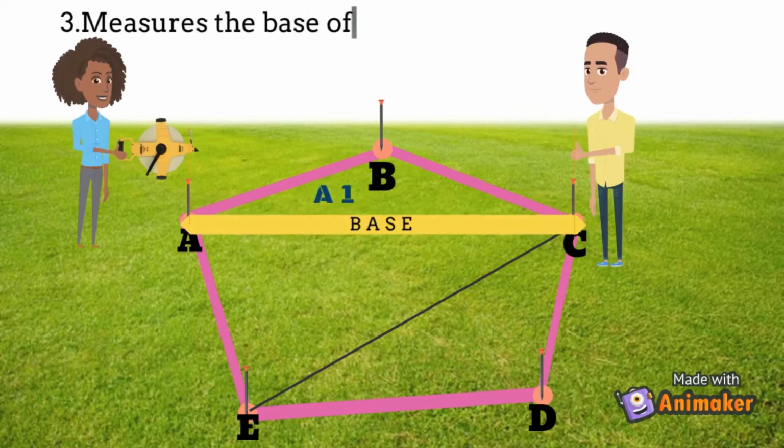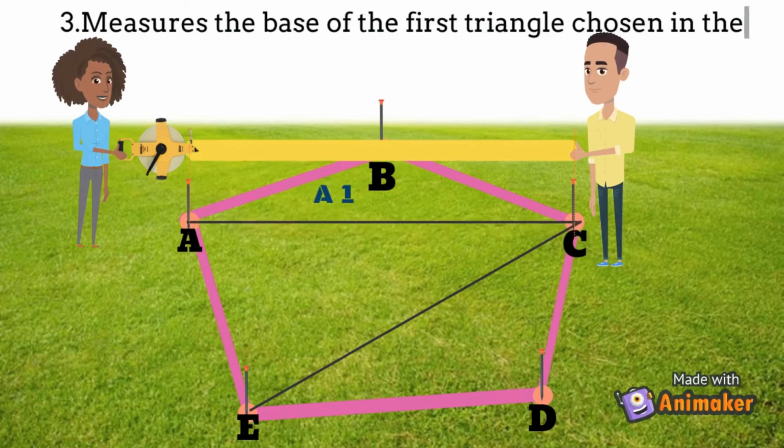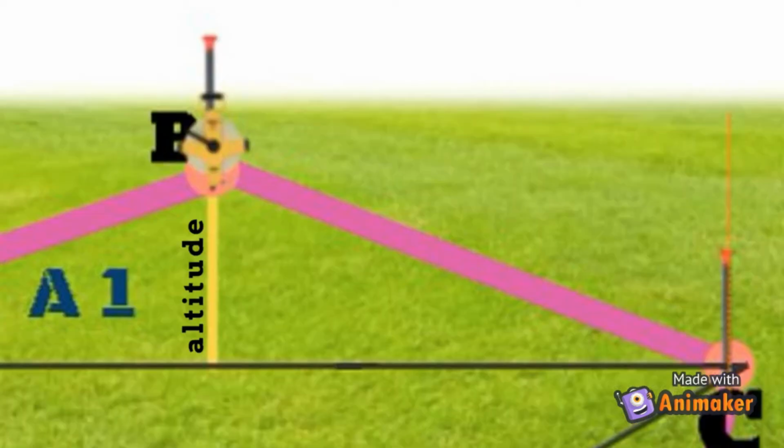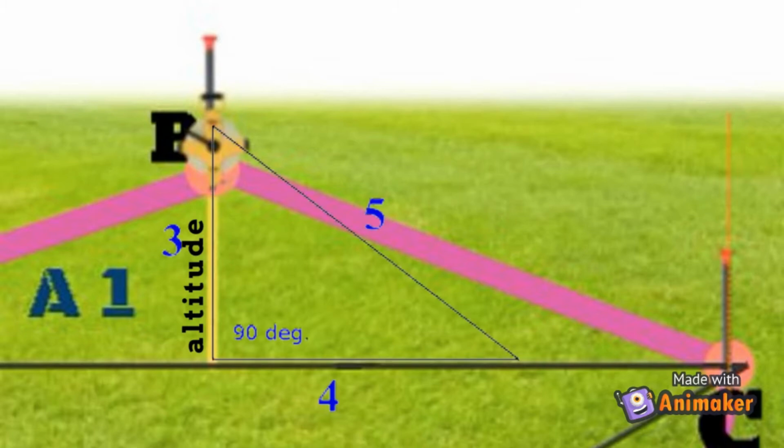Then, 2 of the remaining students measure the base of the first triangle chosen in the polygon using tape. Then measure the length of the altitude of the first triangle. The altitude of the triangle is perpendicular to the base, meaning it has a 90-degree angle, and coincides with the opposite vertex, which is the corner B of the polygon. We can use the 3-4-5 method, wherein we will use 3-4-5 multiples as the sides of a triangle to see if it is perpendicular or not. If not, you can make adjustments.